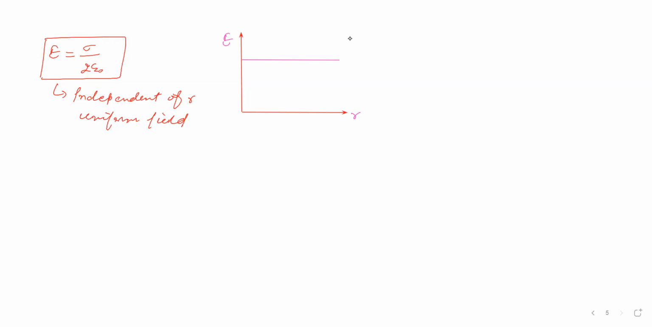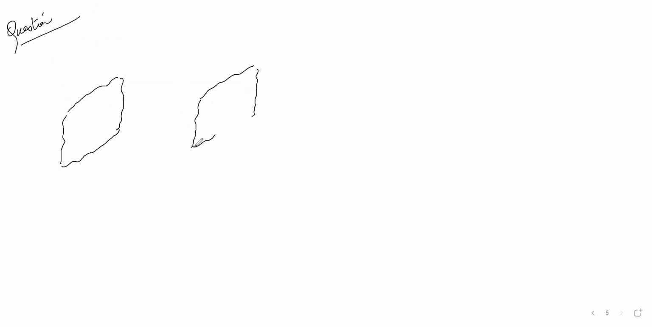We are taking a question now. Our question is, there are two infinite plane sheets of charge. These are the two plane sheets, in which there are a total of 3 regions. This is your region 1, this one is your region 2, and this is your region 3. Do you understand?